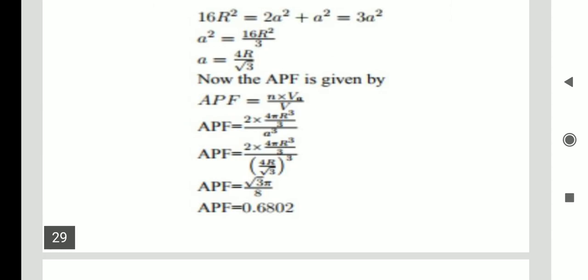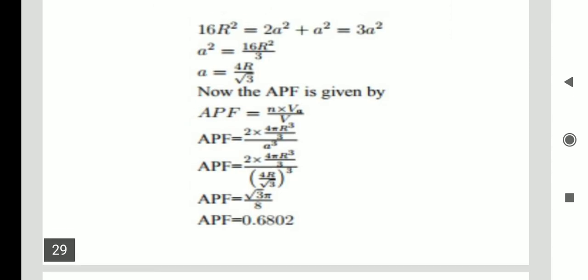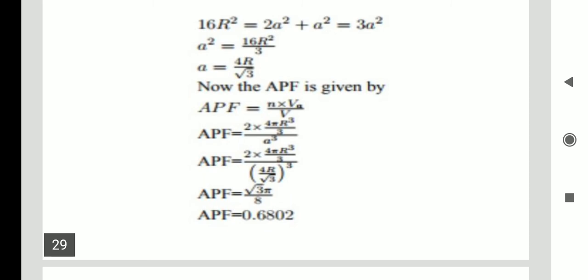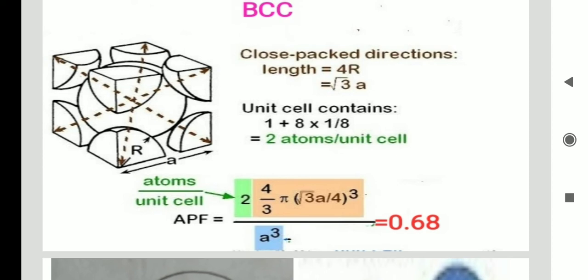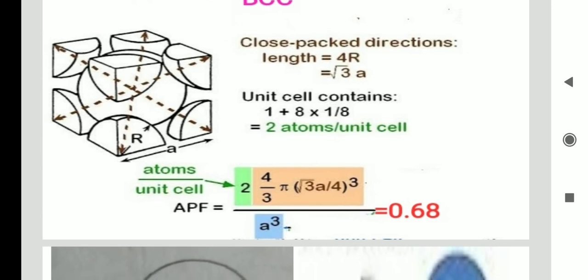0.68. Just simplify the values here. Diagonal length equal to, simplify here in pictorial form. The value of diagonal length is 4r, 4r equal to root 3a. The number of atoms in the body centered cubic structure: 1 atom is at the center, plus 8 corners into 1 by 8 of unit cell, then it is 2 atoms per unit cell.